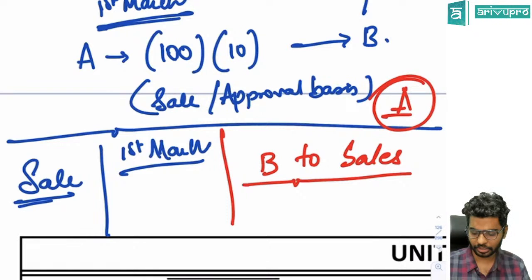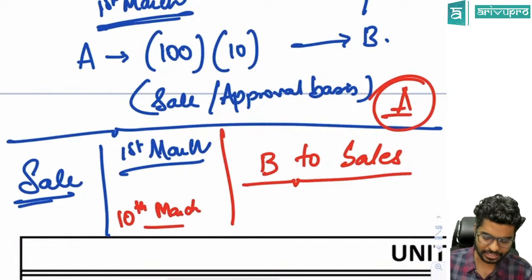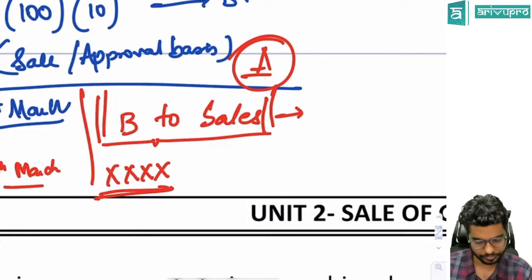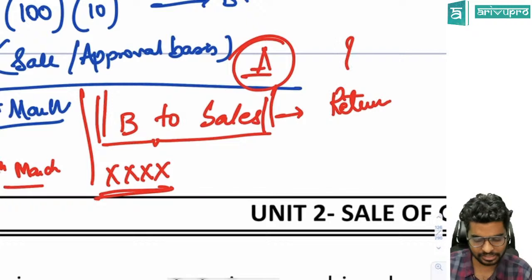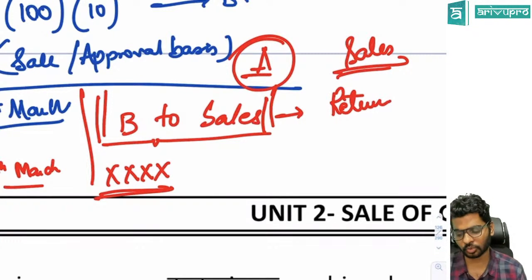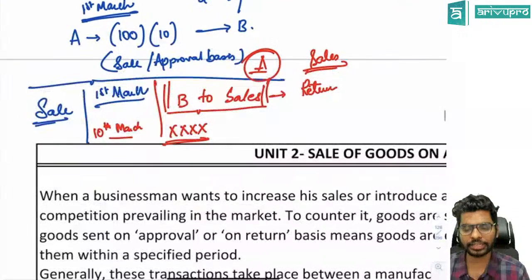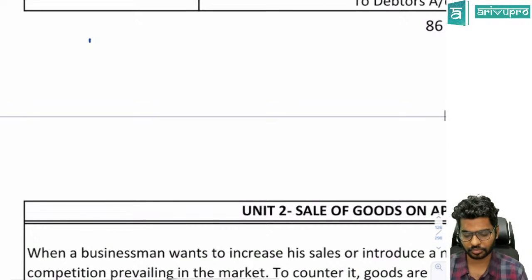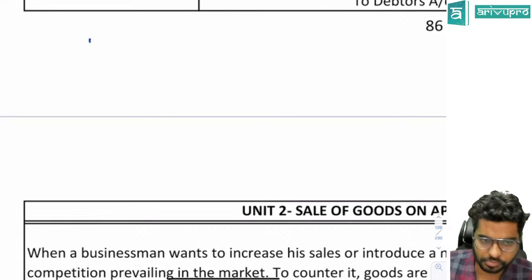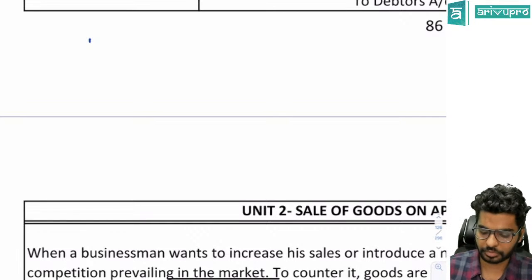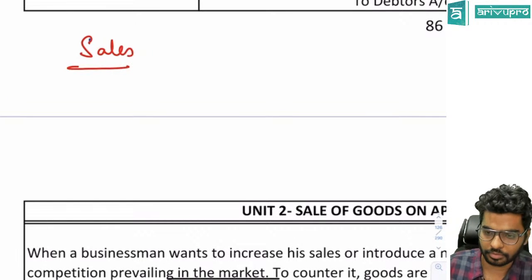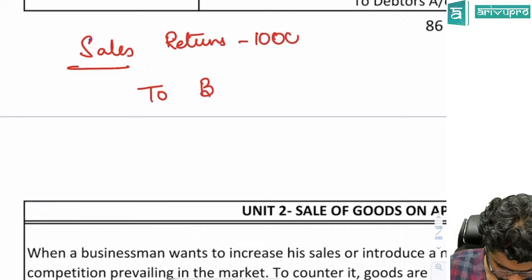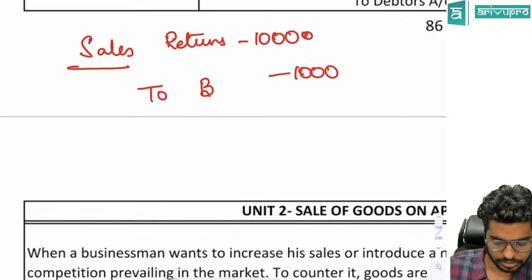Done. Now on 10th March, B said, "Boss, I don't want the goods." Since you are treating it as a sale, the return is treated as sales return. Since B is saying that he doesn't want the goods, the journal entry will be sales return. What will be the journal entry on 10th March when he returns the goods? Sales return. Anyone any doubt till here?